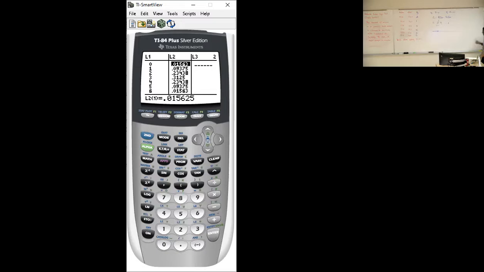So a critical value at a 0.1 level is simply 0. But the actual alpha that we achieved is 0.01563.